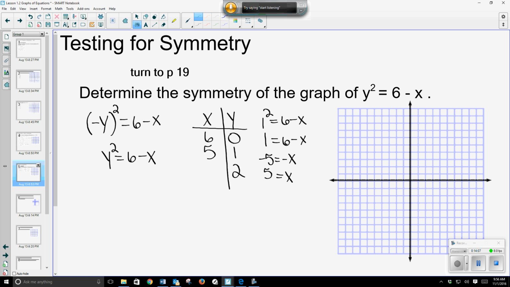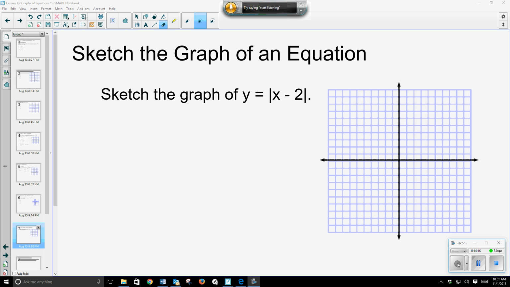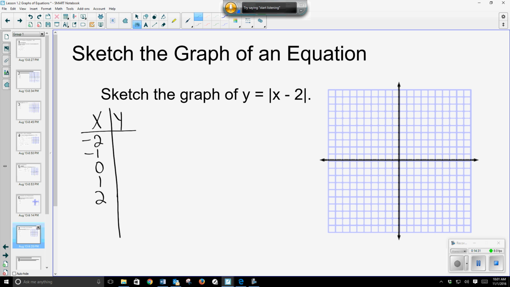Now what if I put... Okay, so what we can do here, again, is just set up a t-chart. Put in negative 2, negative 1, 0, 1, 2. If I put in negative 2, and we'll see here that it's not symmetric. If I put in a negative 2, I get 4. If I put in a negative 1, I get 3. If I put in 0, I get 2. If I put in 1, I get 1. If I put in 2, I get 0.